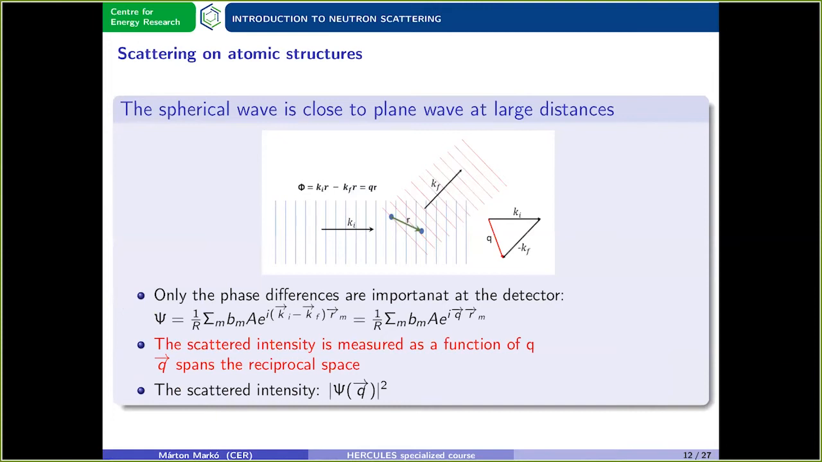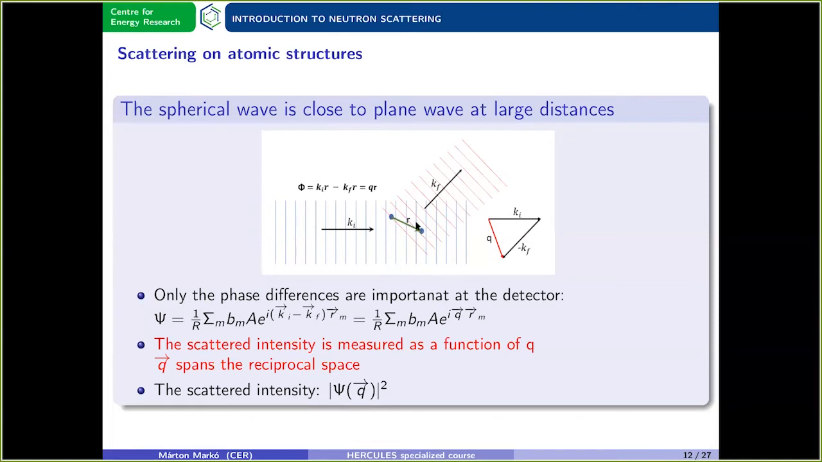So how is neutron scattering on atomic structures? Let's have a beam that is coming in. It's a plane wave because the source is very, very far. So even a spherical wave can behave like a plane wave if we are far from the source, because the curvature is simply negligible. Then the neutron is scattered on the atoms.